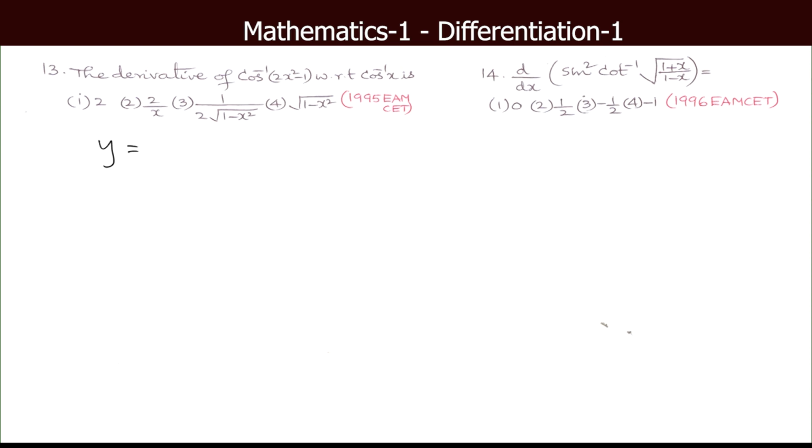ఎక్స్ బదులు cos θ పెడదాం, అంటే θ ఈక్వల్ టు arccos x. arccos(2cos²θ - 1), arccos cos 2θ. ఇక్కడ x 0, 1 మధ్యలో ఉందని తీసుకుందాం, లేకపోతే ఏం చేయలేం మనం ఇక్కడ. అప్పుడు 2θ lies between 0 and π. సో arccos cos 2θ is 2θ.